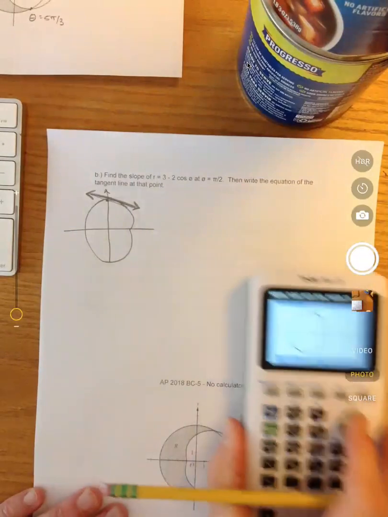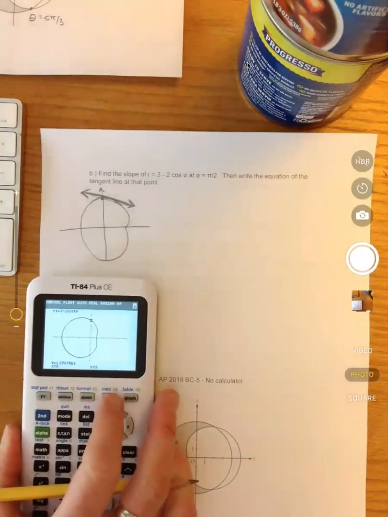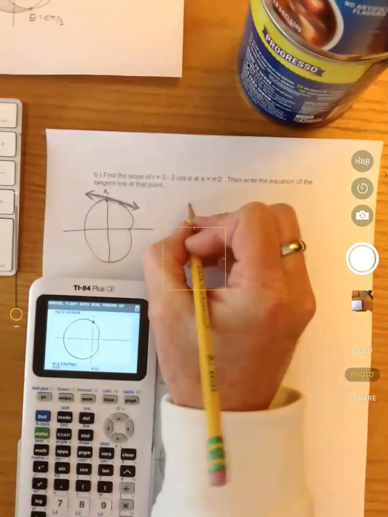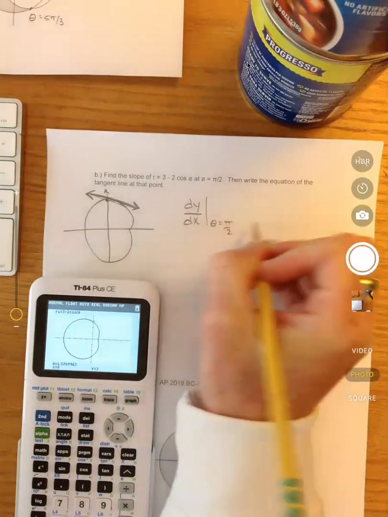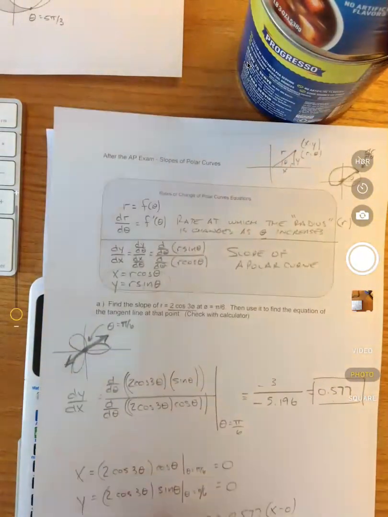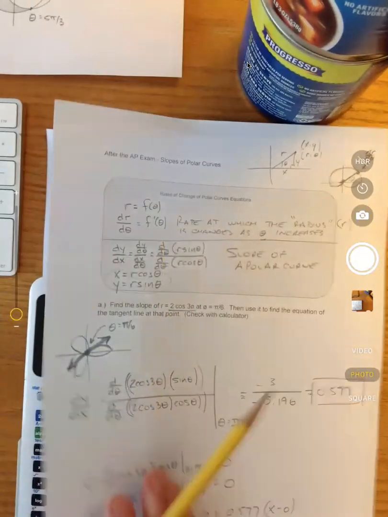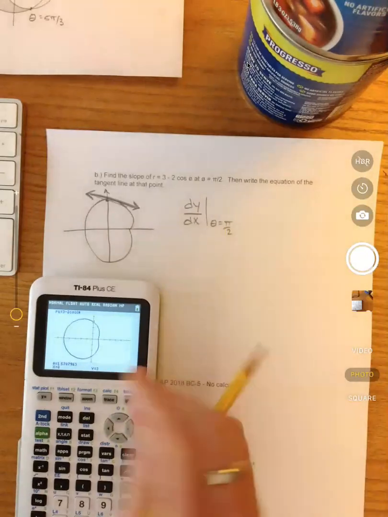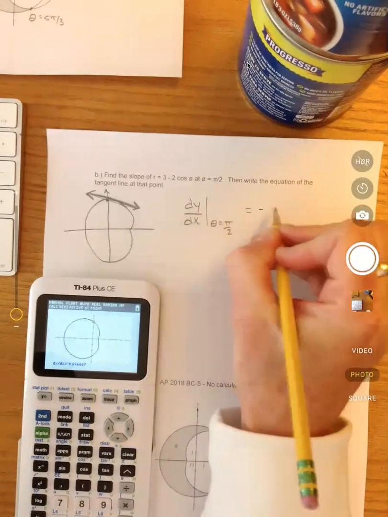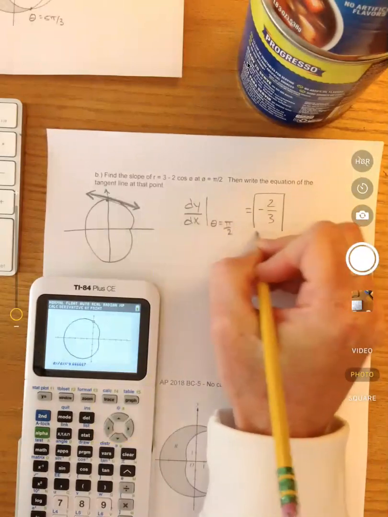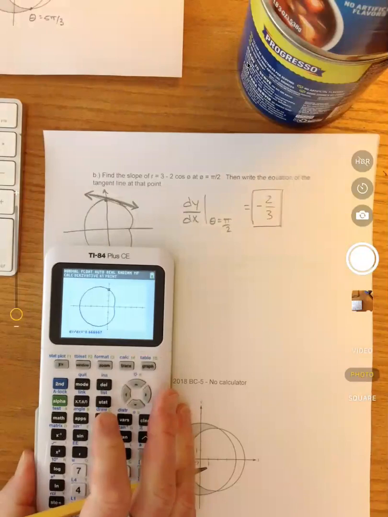All right, so what do I need to do to write an equation of a tangent line? I need a point and a slope. Let's go grab the slope. So I want dy dx at theta equals pi over 2. Again, if I was doing it by hand, I'd have to do the r sine of theta or r cosine of theta and the quotient of that. But in this case, I'm just going to go to second calc, dy dx. I'm just going to type in pi over 2, just to be sure that I'm at the right spot. And there it is. What's that look like to you guys? That looks like negative 2/3 to me. So it's negative 2/3.